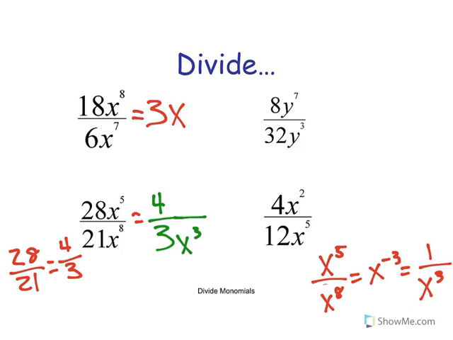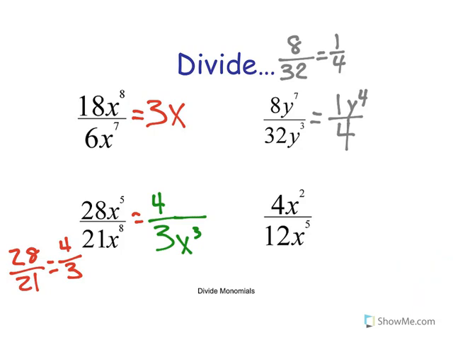How about the next one? Let's see if we can do the same thing. Well, the fraction 8 out of 32 is just another way of saying 1/4. So I'm going to rewrite this as 1/4. And let's ask ourselves the same question. Where are there more powers of y? In the numerator. How many more powers are there? 4. So my numerator is just going to be 1y to the 4th, or simply y to the 4th, and then divided by 4.